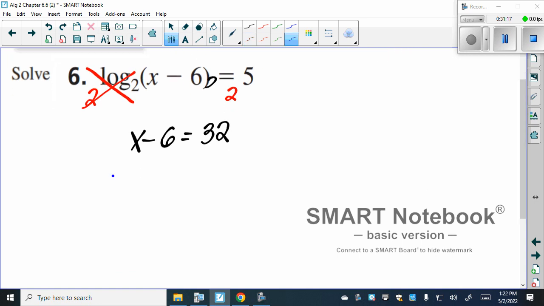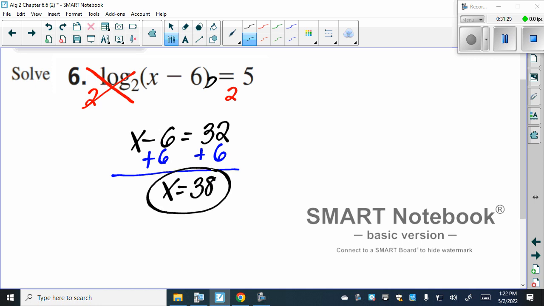Now at this point here we can add 6 to both sides, telling us x is equal to 38. And 38, if we plugged it back in, would not give us 0 or a negative number, so that is a fine solution. And if we did check it, it would give us the same answer on both sides. Any questions on any of this here?